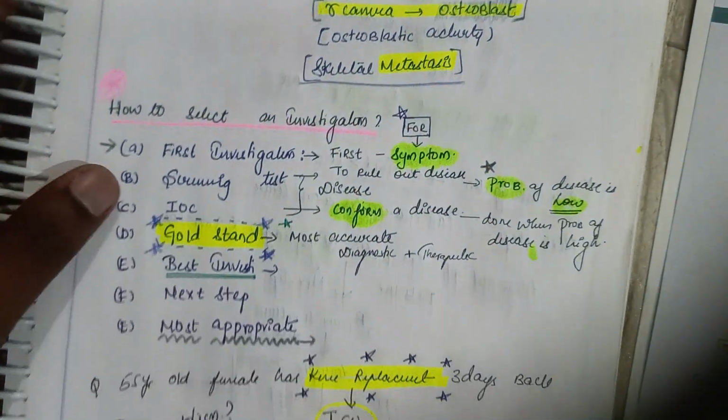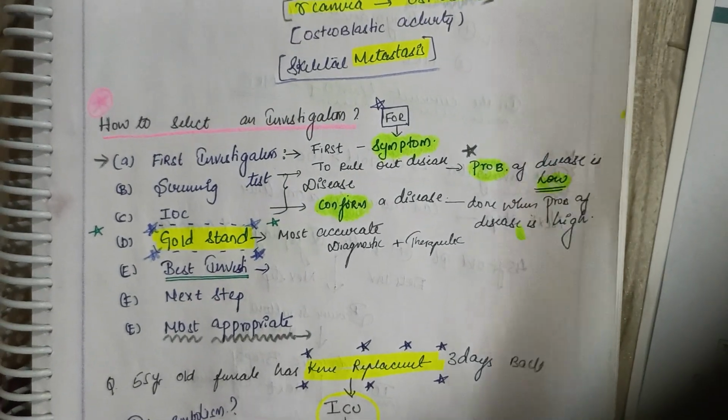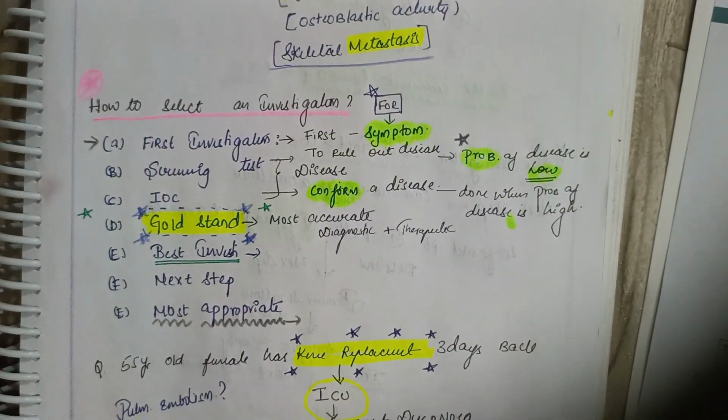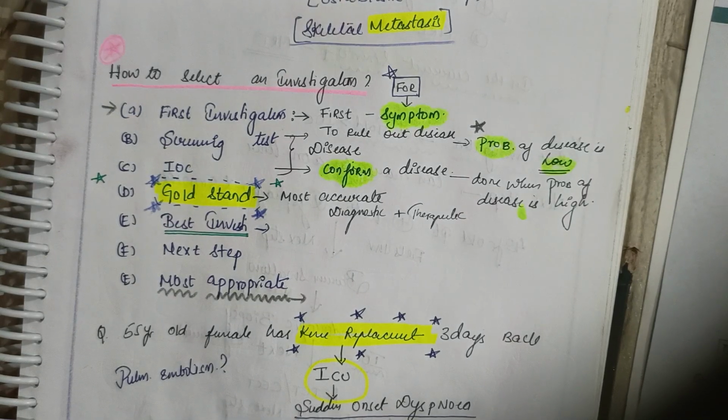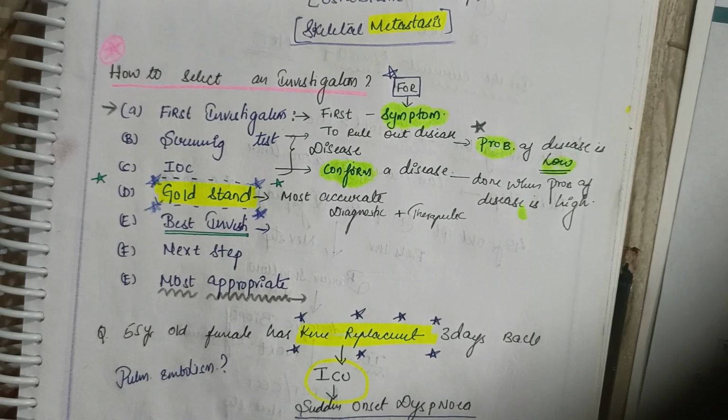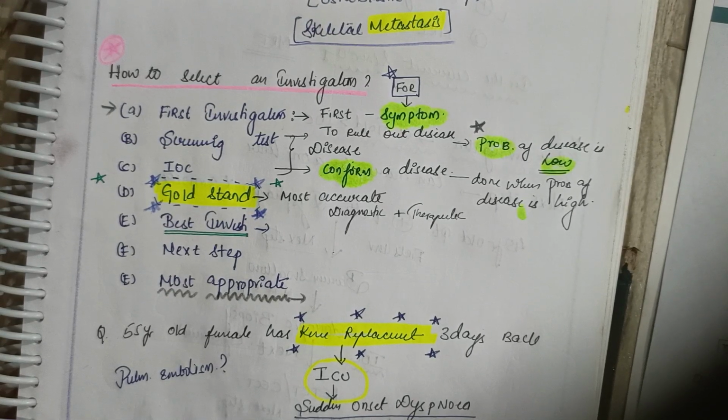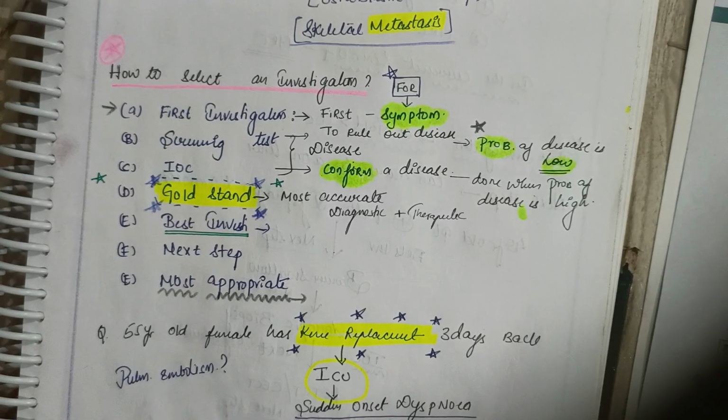Now let us finish the video by speaking about how to select an investigation. Before you select the investigation in any question or any patient, we need to understand some basic important points. There is the first investigation, the screening test, the investigation of choice, the gold standard, the best investigation, the next step, and the most appropriate. First, the first investigation.